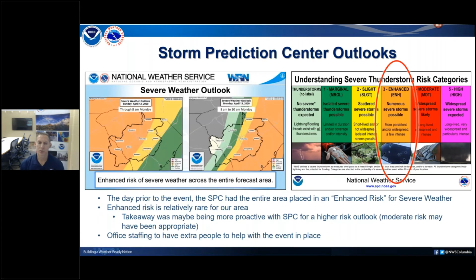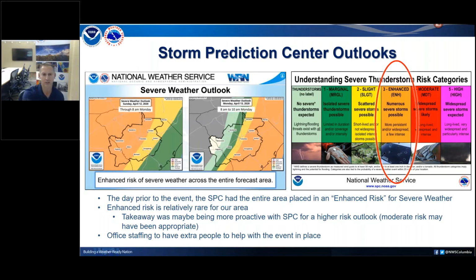So then moving up to one day prior to the event, this is the Sunday, April 12th, and during the afternoon hours, the Storm Prediction Center upgraded us to an enhanced risk over our area. And these are relatively rare for our area. We get maybe 1 or 2 of these per year on average. So that really elevated the risk of this event for our area.